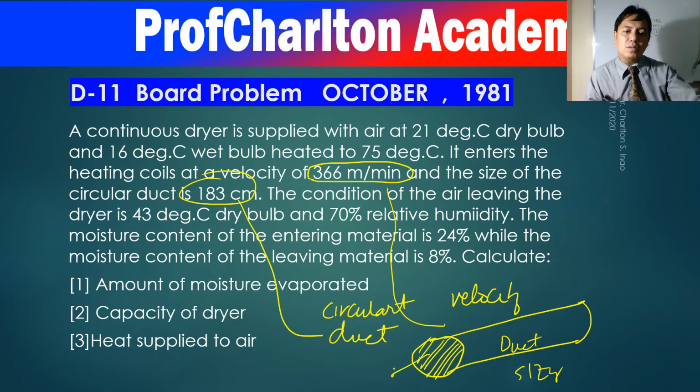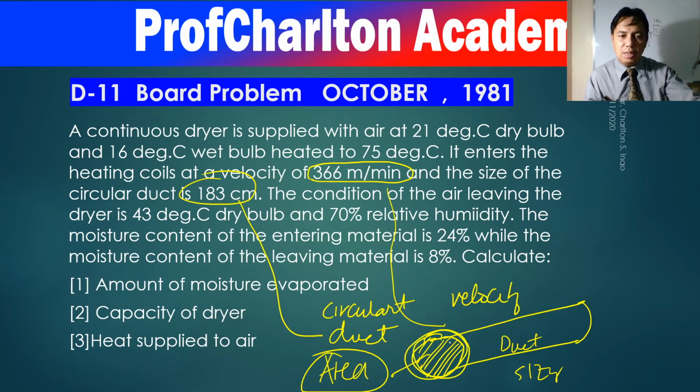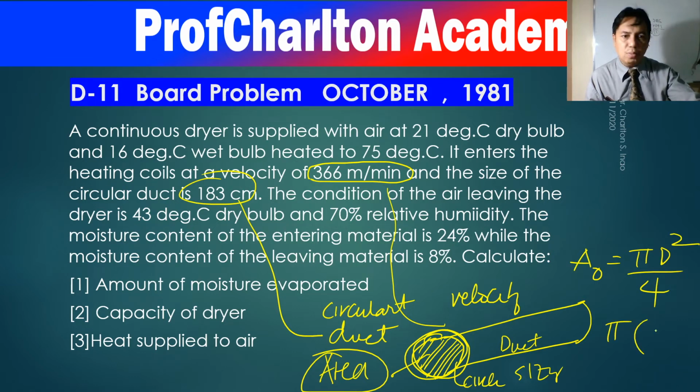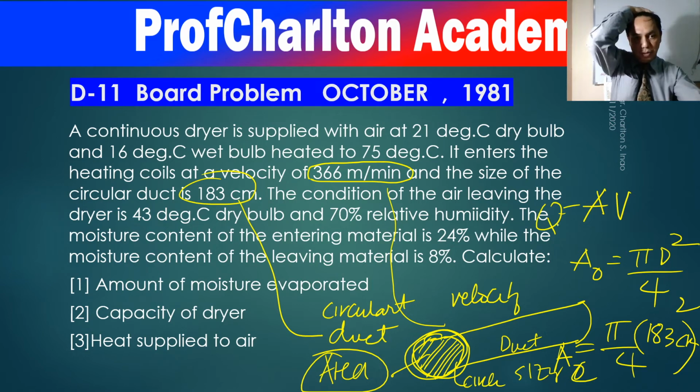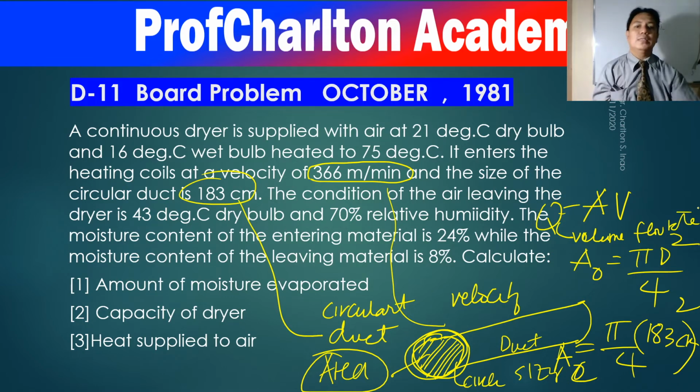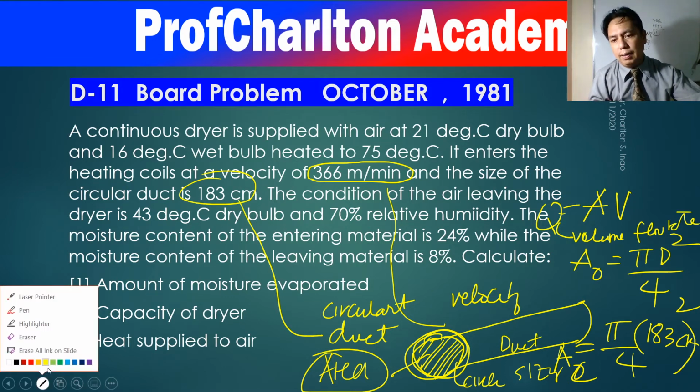So if you want to get the cross section, you are trying to get the area. And what is the area of a circular section, a circle? The area of a circle is what? Pi d squared over 4. So we have a pi. What is the diameter? 183 centimeter over 4, then you should square. So now you have the area of the circle. Okay? So if you have the area and you have the velocity, then you will have the volume flow rate.